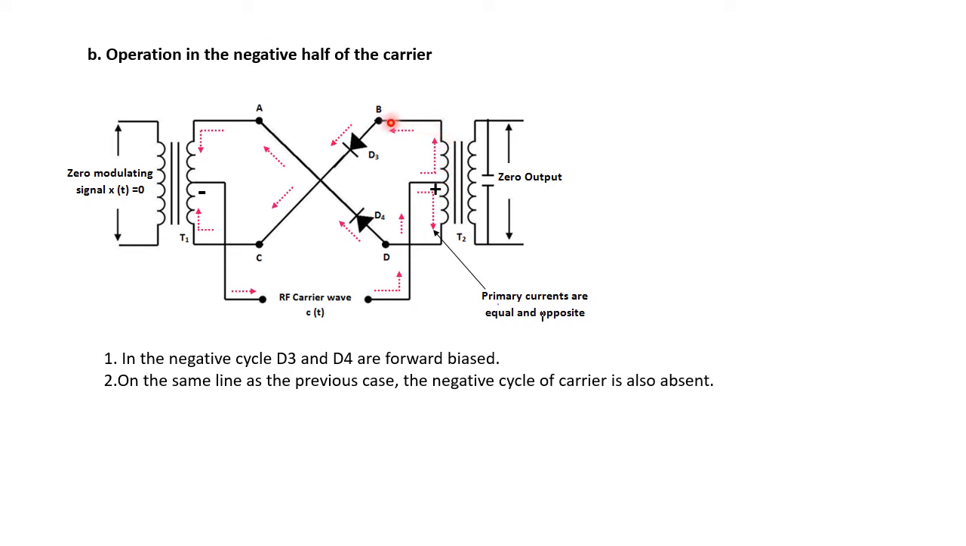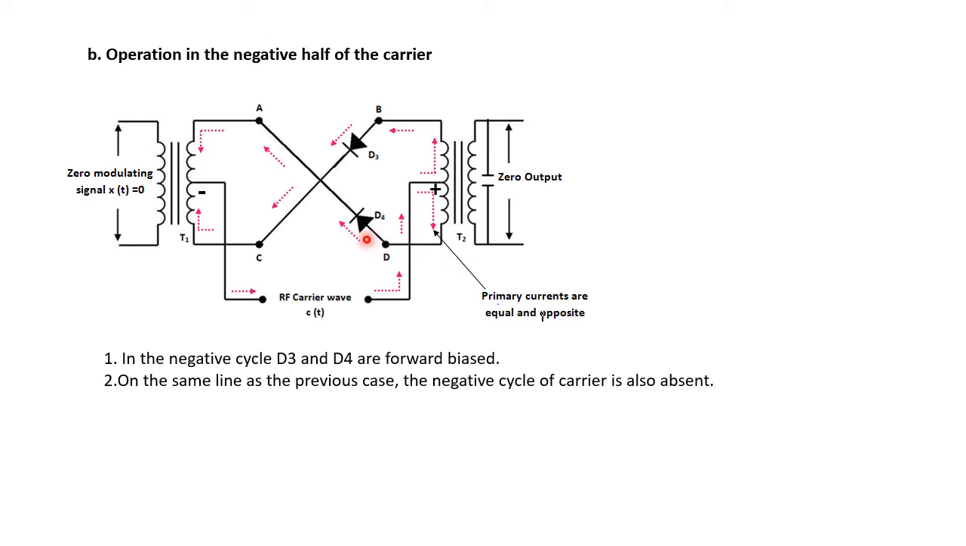Then again it will go to diode D3. From diode D3, again it will follow the same direction as previously, upwards, then through the RF carrier wave like this. Then it will go again to the primary of transformer T2, then in the upward direction again through the diode D3. Hence we can say that the current which started from the diode D3 moves in the upward direction in the primary of transformer T2.